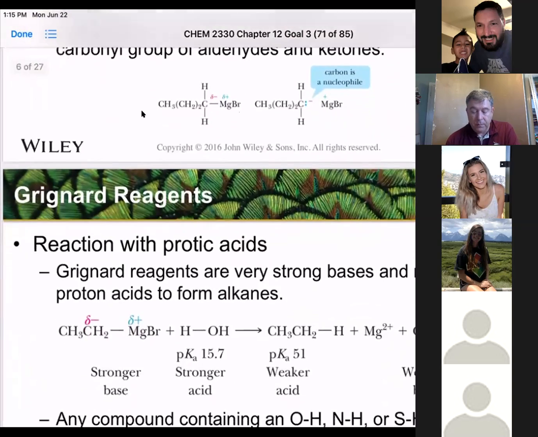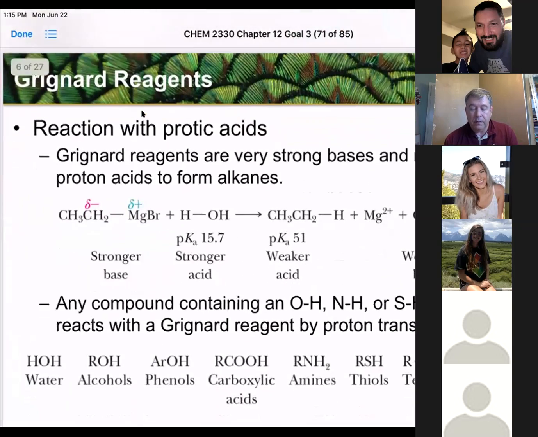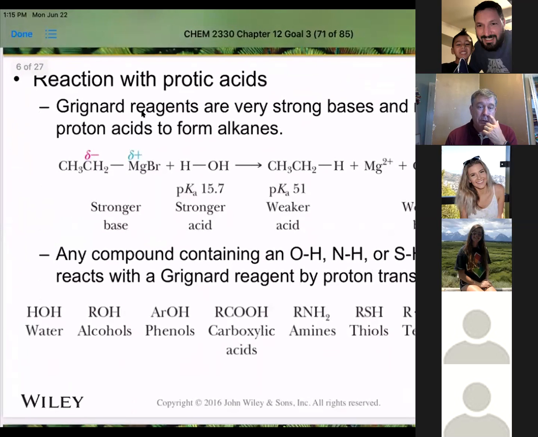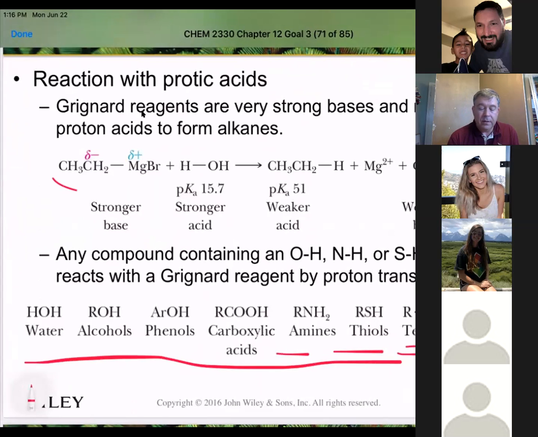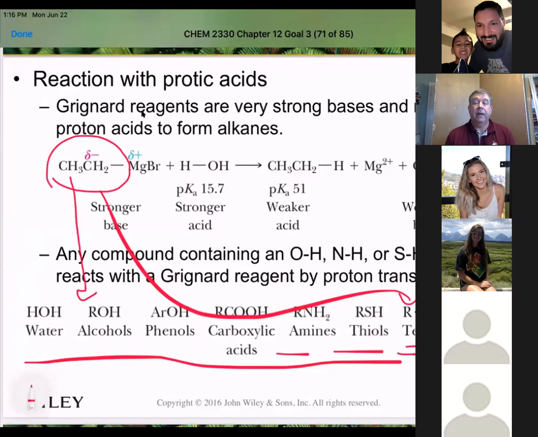So what does that mean? Well, the fact that it is a partially negative charge means that it reacts with anything that has a slightly acidic proton. For example, it reacts with water. It'll react with alcohols, phenols, carboxylic acids, even amines. Anything that can partially hydrogen bond or has a slightly acidic hydrogen, like even in the case of alkynes, it means it'll react. So this right here will pull a hydrogen off any of these compounds, turning it back into the regular alkane and turning all of these things into salts.